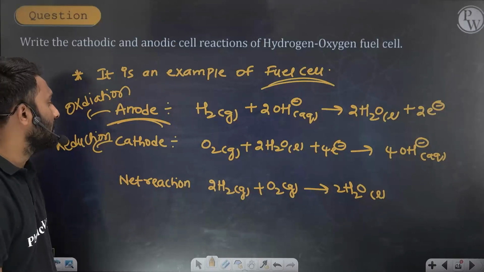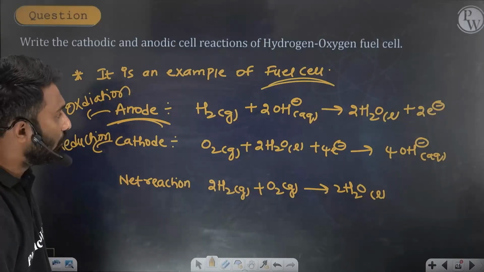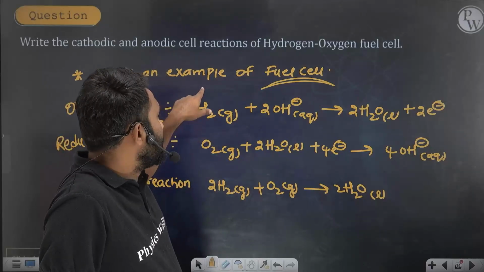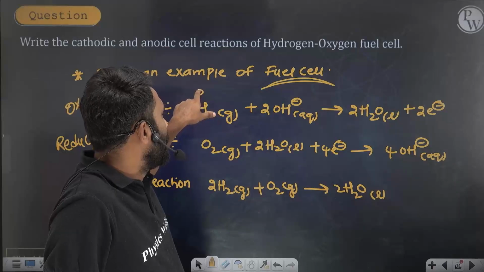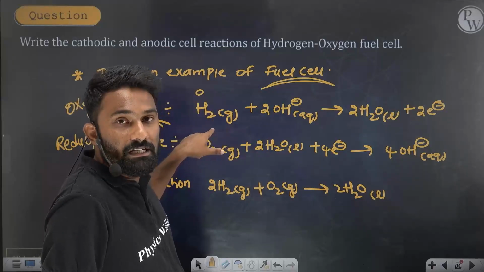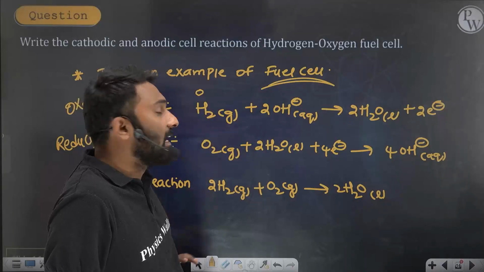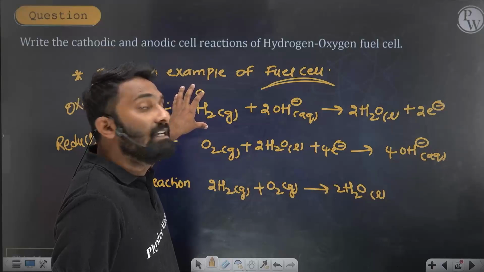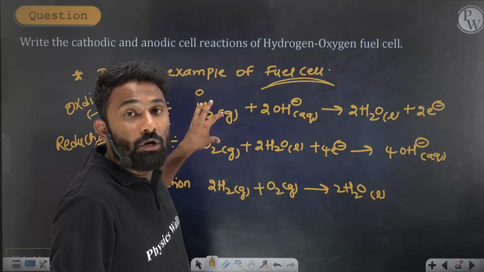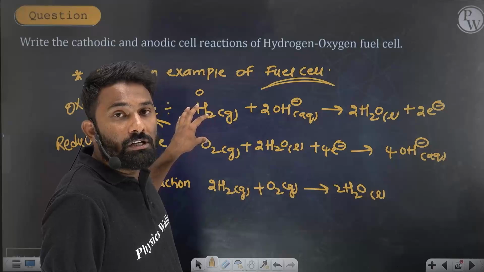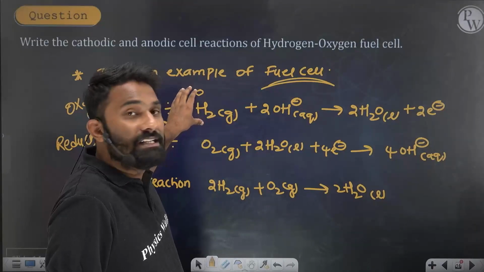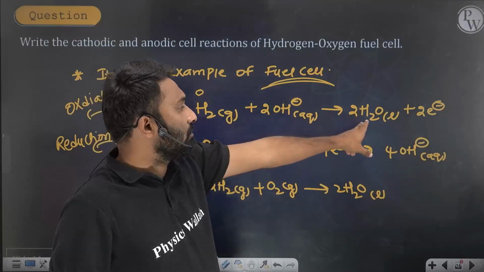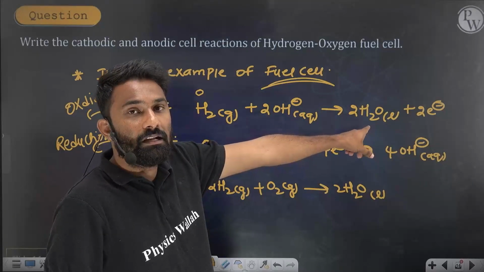At the anode oxidation, cathode reduction. Here, H2 gas, its oxidation number is 0, because H2 is present in the gas, in its standard state. Hydrogen is more stable as a gas in its standard state, that is why its oxidation number is 0. Done. Now when it comes here, what is its oxidation number?